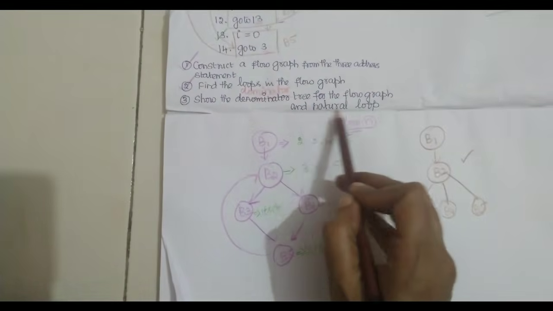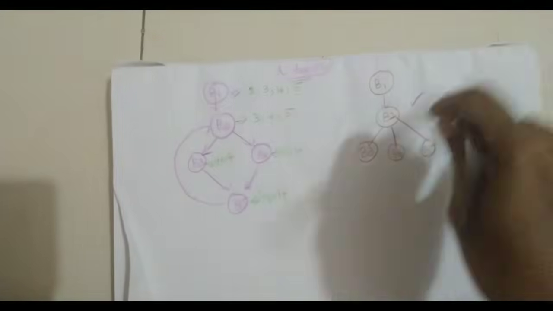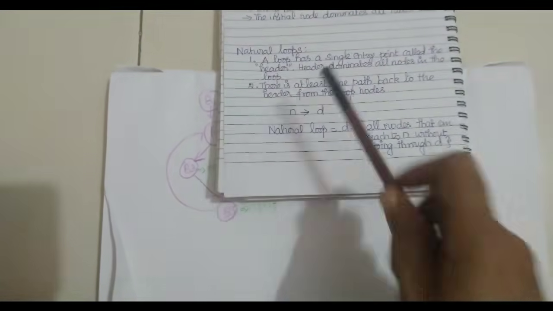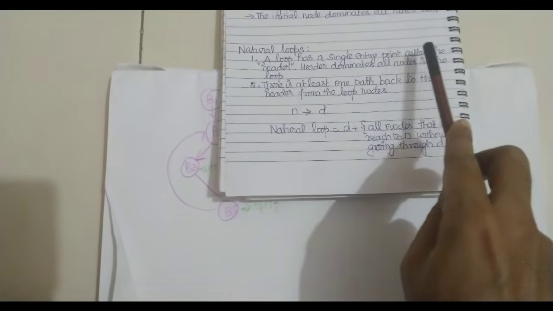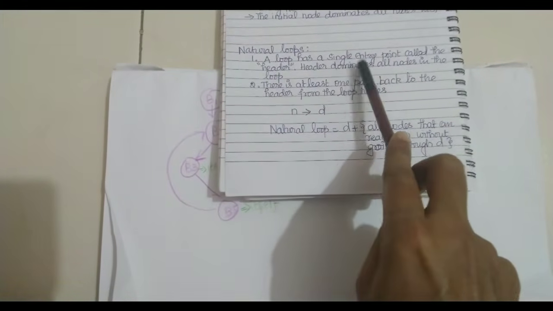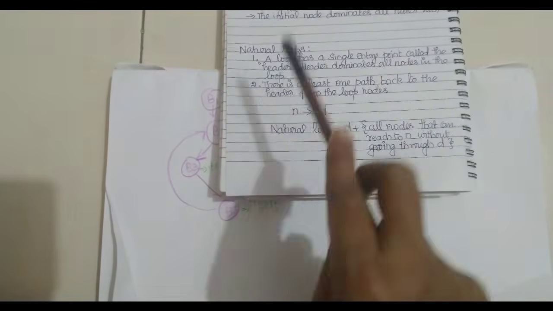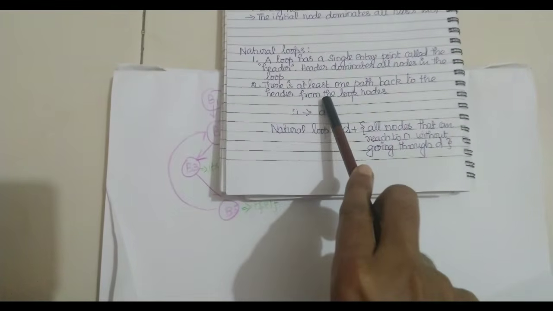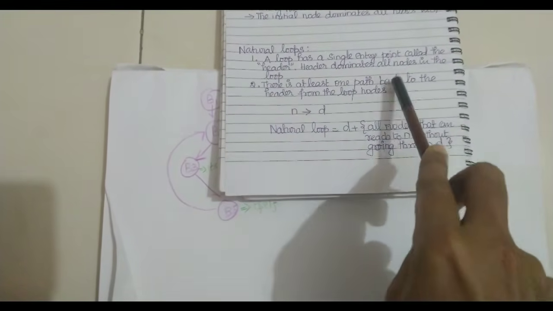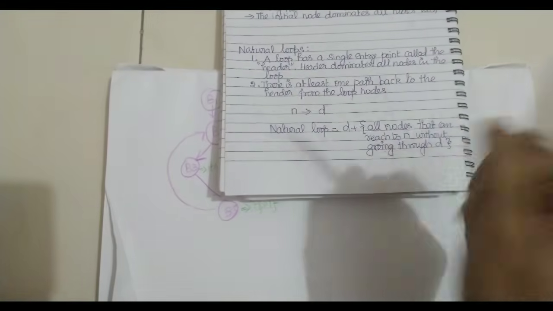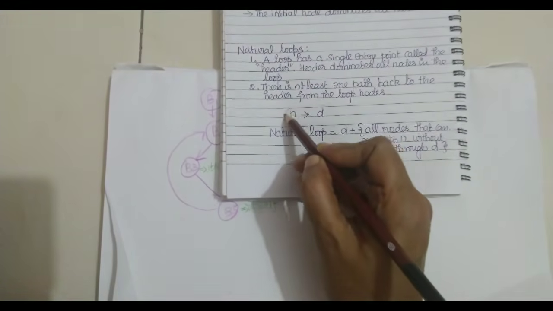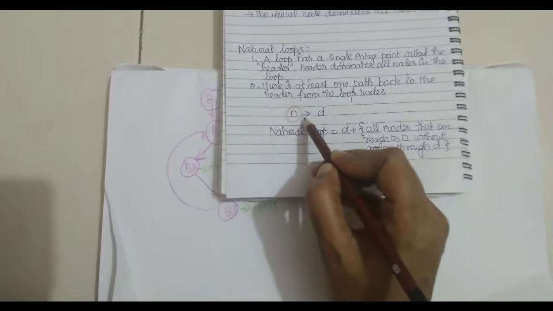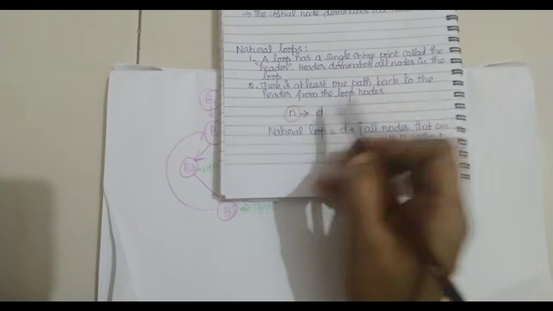And the second problem is finding out the natural loop. Before going into the natural loop, we should know what a natural loop is. A natural loop is a loop that has a single entry point called the header. The header dominates all nodes in the loop. There is at least one path back to the header from the loop nodes. This is also called a back edge. That is, through the node N, you can reach the dominator D.